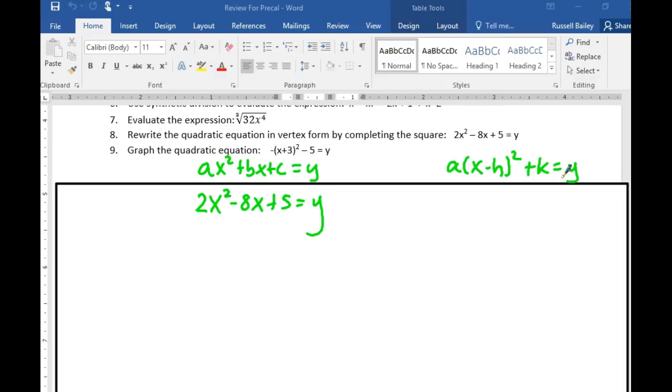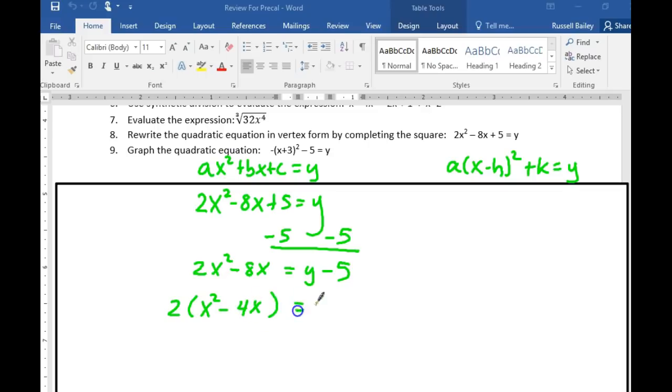All right, so the first thing that we do is we move this 5 off to the other side. That's step 1. The next thing we do is we factor out the 2. The next thing that we do is we're going to complete the square. It's kind of a weird step.